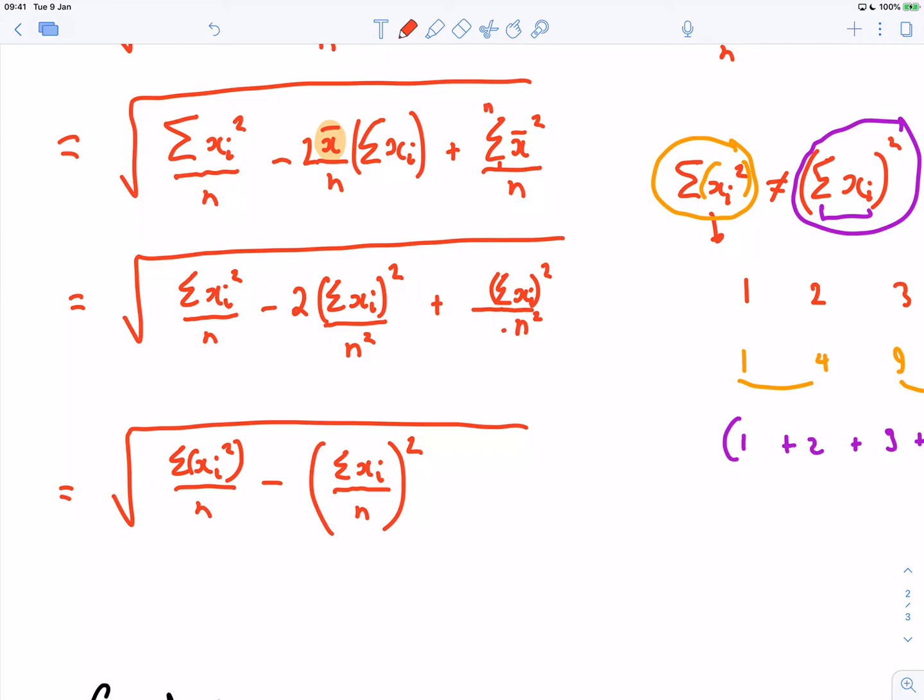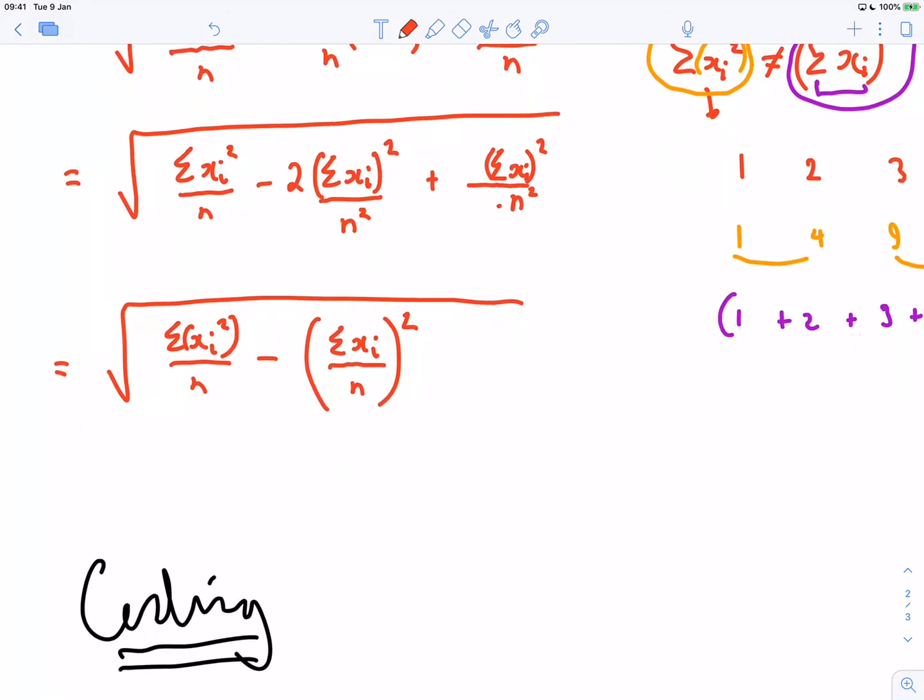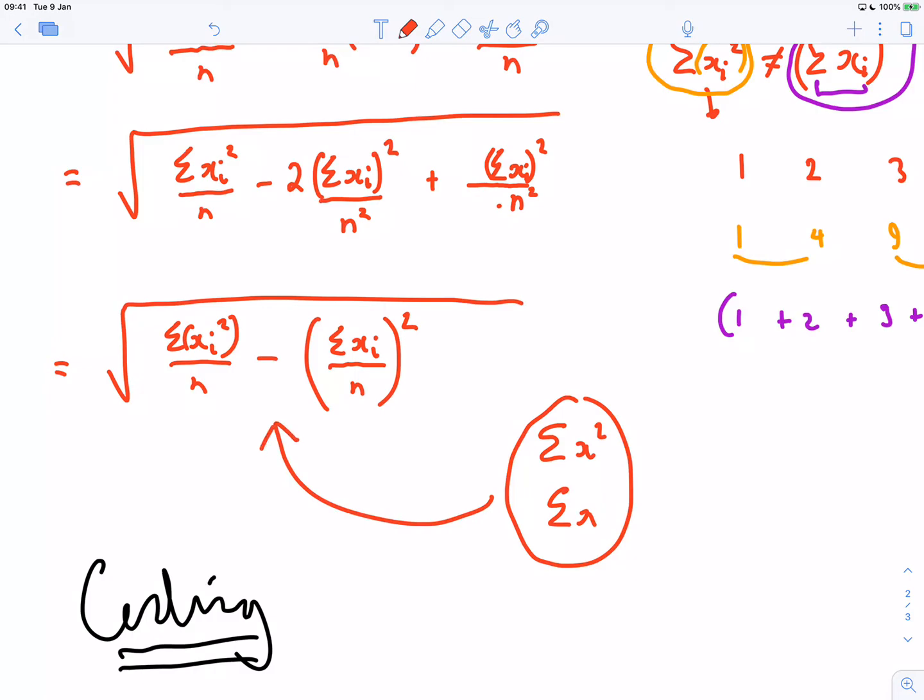And now notice, if you're given summary statistics of the sum of x squared and the sum of x, these are the only two things you need in order to use the standard deviation of this form. Well, and also you'll need n. This is really important. This is the alternate form of standard deviation. And to get the variance, you just square the whole thing, so you just get rid of the square root sign.